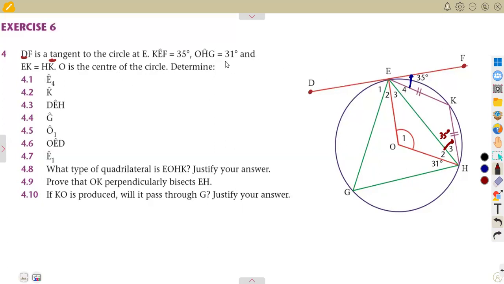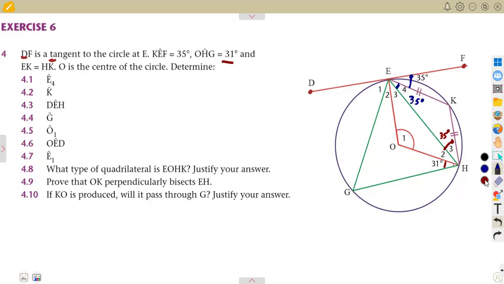All right. We are also given this angle, OHG, as 31 degrees. Okay, we'll talk about that later on. EK is equal to HK. From E to K, it is the same as from H to the point K. That is the indication of these lines that we are seeing there. If these two sides are of equal length, the angles that are opposite these sides must be equal also. So which are the angles? E4 and H3. These two angles are supposed to be equal. So if they are equal, this also is supposed to be 35 degrees, meaning to say our E4 also is supposed to be 35 degrees.